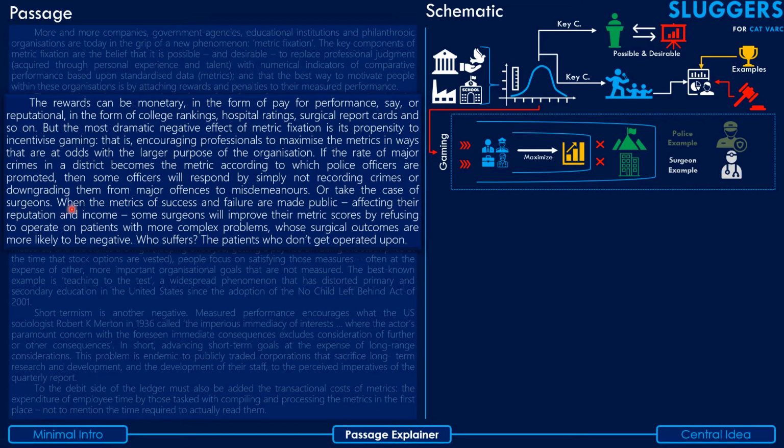Or take the case of surgeons. When the metrics of success and failure are made public, affecting their reputation and income, some surgeons will improve their metric scores by refusing to operate on patients with more complex problems, whose surgical outcomes are more likely to be negative, right? Who suffers? The patients who don't get operated upon.